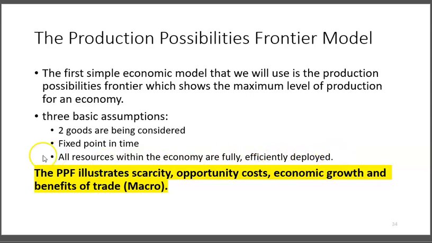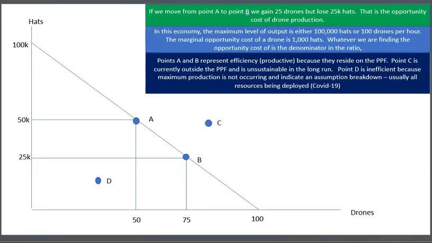fully efficiently deployed. Now, if we're looking at this within the context of the entire economy, this would be on a macroeconomic level. We could also look at this within the context of a business. So let's say, for example, you're a bakery and you're considering how many loaves of bread I can make versus how many cakes, for example. It's a pretty useful introductory model because it does show us the concepts of scarcity, opportunity cost, and growth and benefits of trade. So let's get into it a bit with a very basic example here.